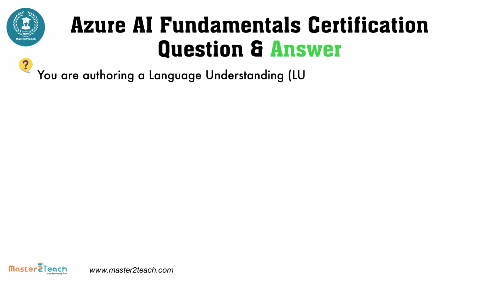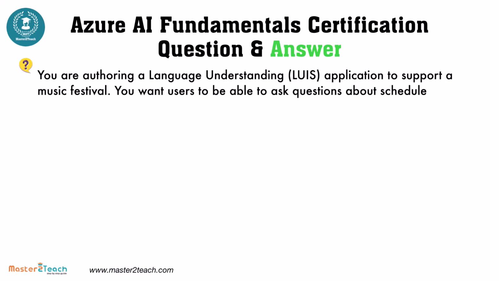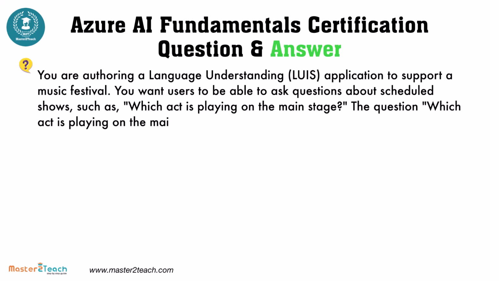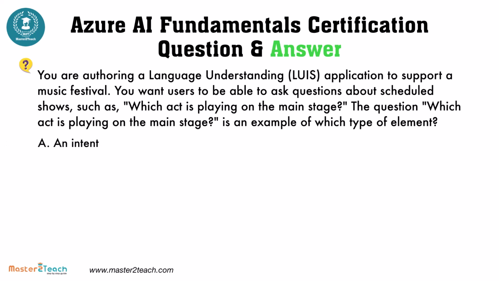You are authoring a Language Understanding, LUIS, application to support a music festival. You want users to be able to ask questions about scheduled shows, such as, which act is playing on the main stage? The question, which act is playing on the main stage, is an example of which type of element? The options are A. An intent, B. An utterance, C. An entity, D. A domain.